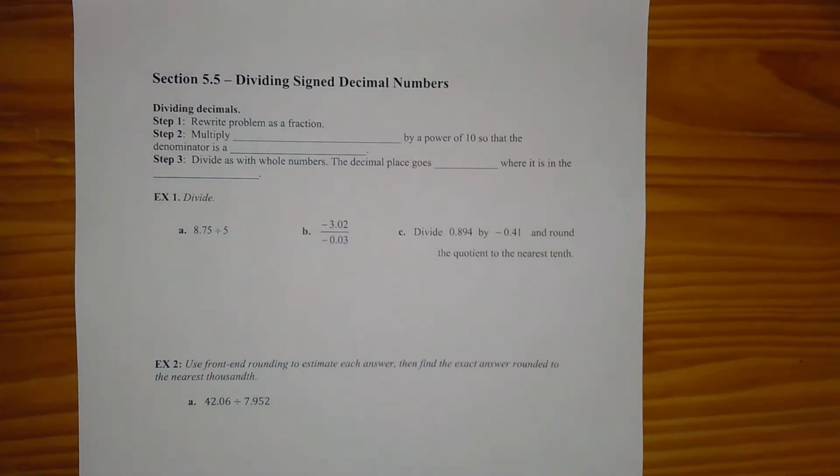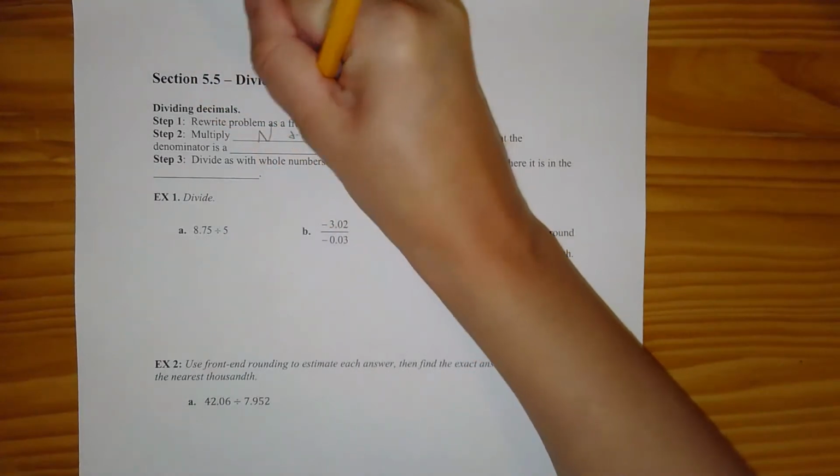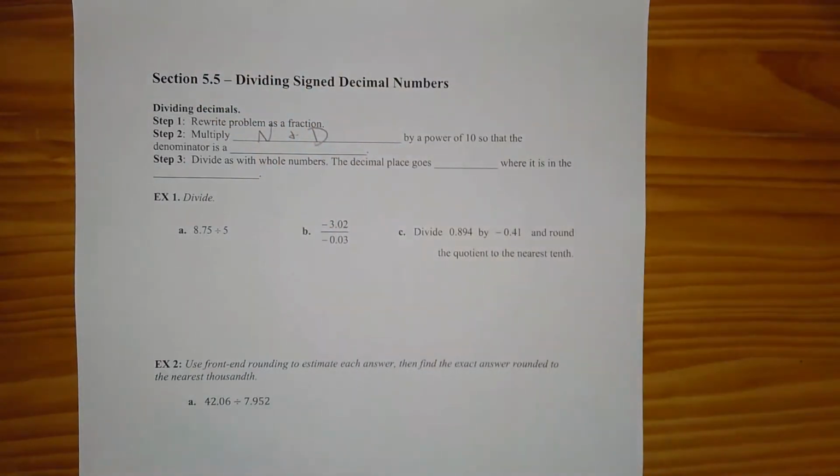So to divide decimals, I'm going to show you just the steps for how to do it without a calculator, but most likely you're going to be doing this with a calculator anyway. But if you are without a calculator, you rewrite the problem as a fraction. I'll use an n for numerator and a d for denominator. You'll multiply the numerator and denominator by a power of 10 so that the denominator is a whole number.